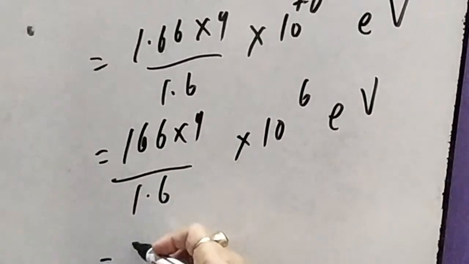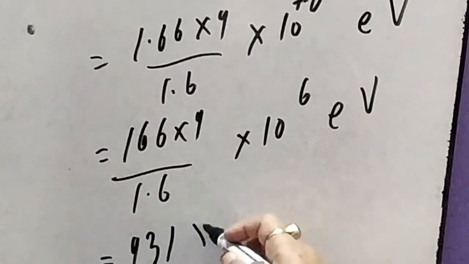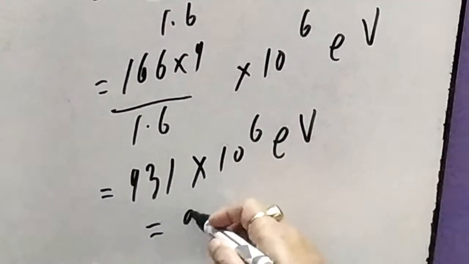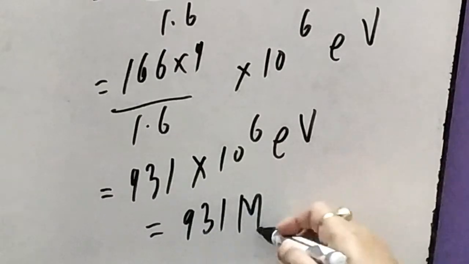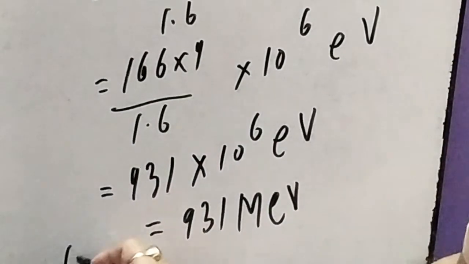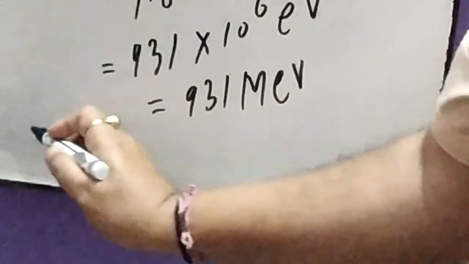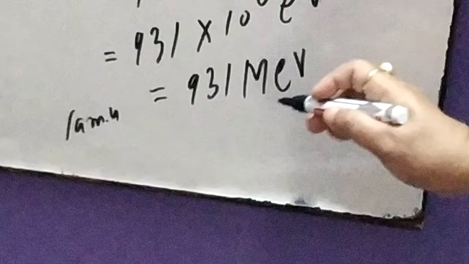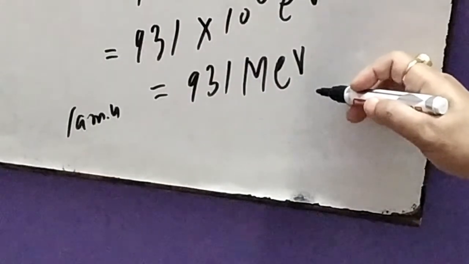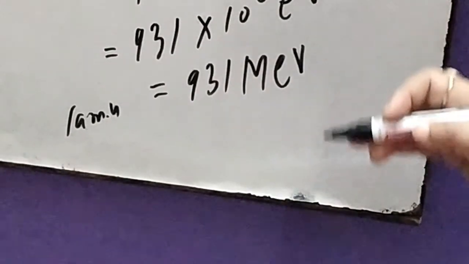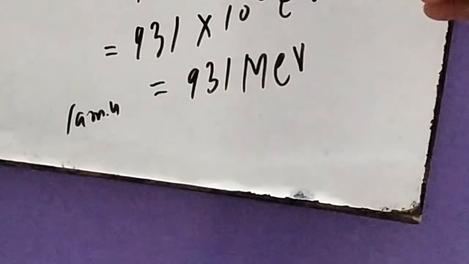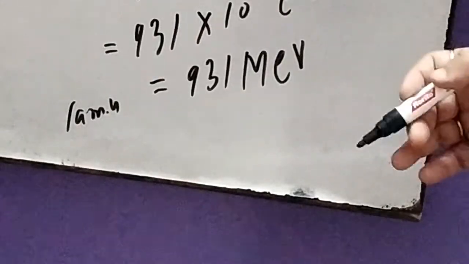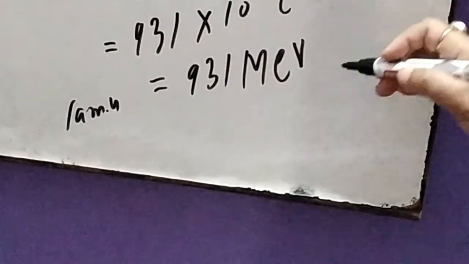That comes out to be 931 into 10 to the power 6 electron volt. That is 931 million electron volt. So the energy equivalence of 1 amu is 931 million electron volt. This is how we say that even the atomic mass unit can be represented in energy unit.